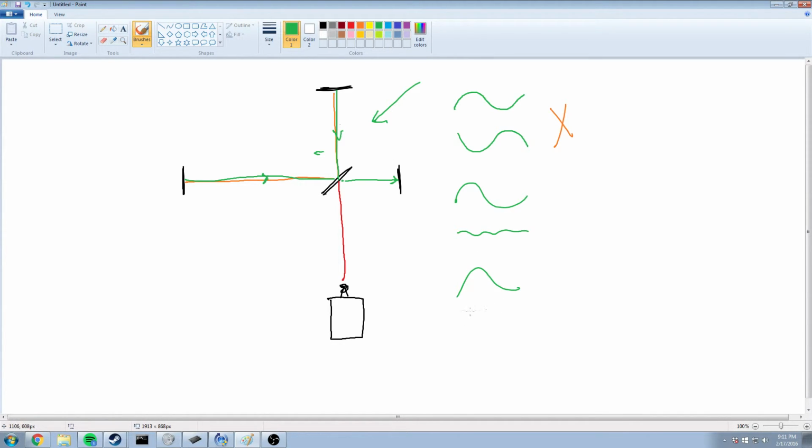So what that will do is make it so that these waves are misaligned. So then when they meet back at this mirror, they won't annihilate each other, and then they'll be received by this thing. And that's how they know that a gravitational wave hit it.